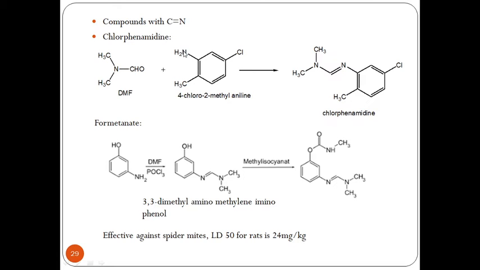What happens here is the lone pair of electrons on NH2 attacks onto the carbonyl carbon of DMF to give me a Schiff base, that is C double bond N, which is going to yield chlorphenamidine. So this chlorphenamidine is going to act as an acaricide. In the spectroscopic data, we will be getting two different methyl groups which will be giving a singlet at two different peaks. The aromatic protons would appear between 6 to 7.